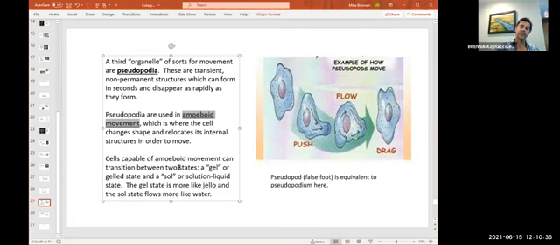So the cells that can do this transition between two states, a solid gel state like jello, jelly, jam, and then a sol state, which is more liquid and flows more like water.